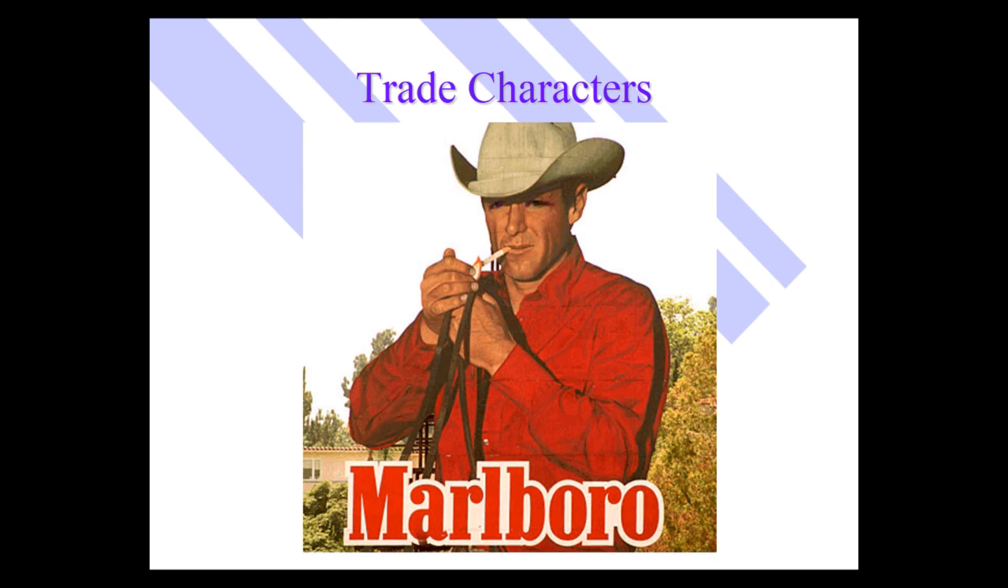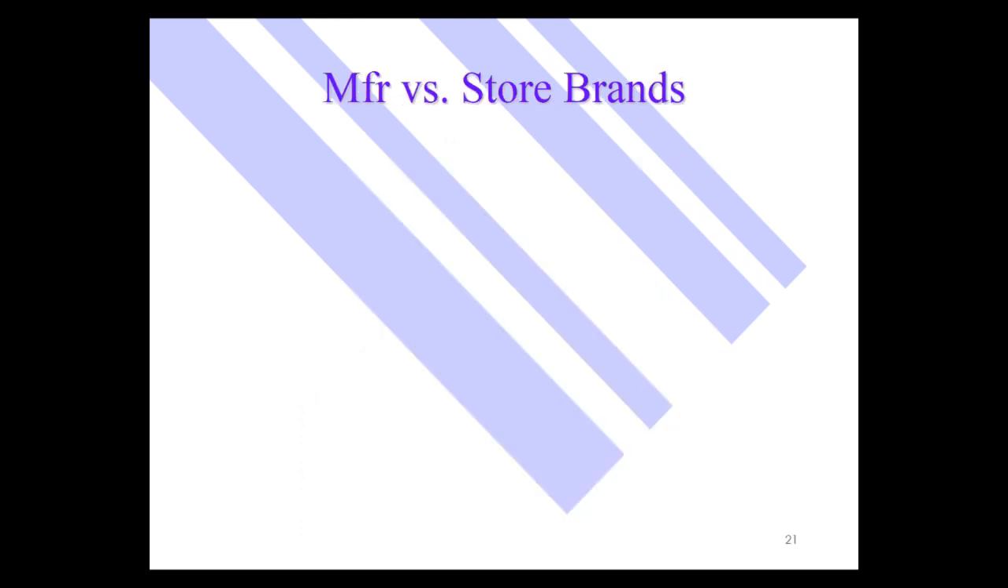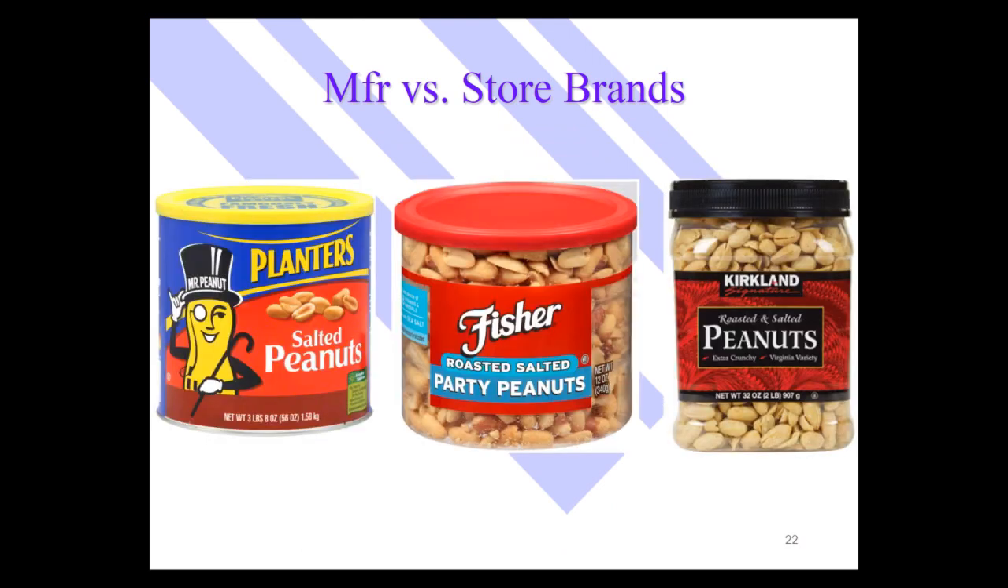Now let's talk about the difference between manufacturer brands and store brands. And this really gets to who owns the brand. Here are three brands: Planters, Fisher, Kirkland. Those are three brands of peanuts. Planters is a manufacturer brand. It's owned by the company that manufactures Planters. Fisher is also a manufacturer brand owned by the company that manufactures Fishers.